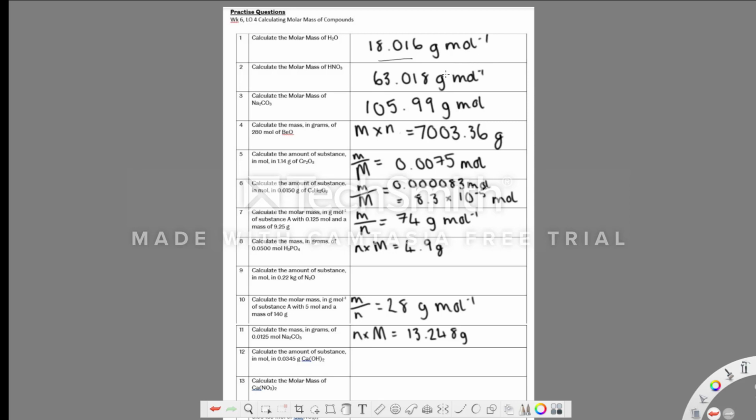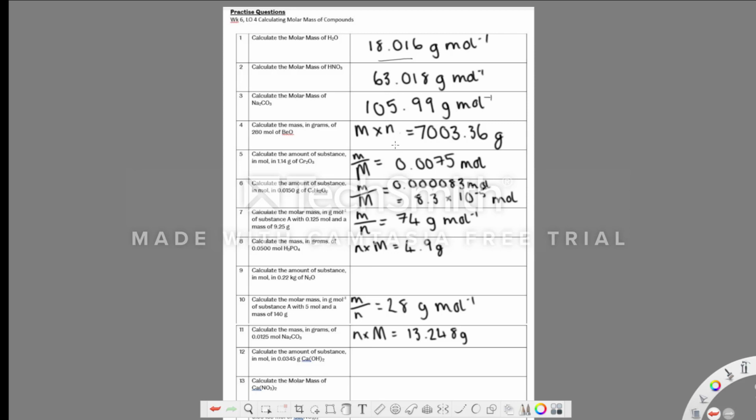The second, calculate the molar mass of nitric acid, 63.018 grams per mole. Calculate the molar mass of Na2CO3, 105.99 grams per mole. You may have rounded that to 106. That is fine. Don't forget your units, and don't do what I do and change the units entirely by forgetting to put your -1.